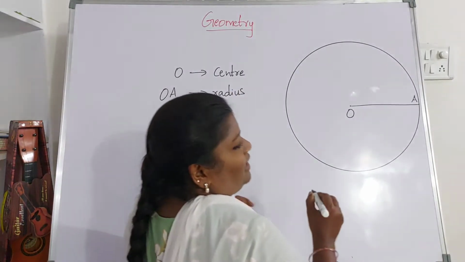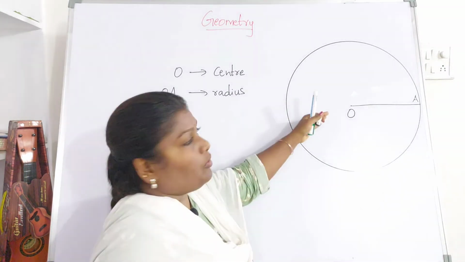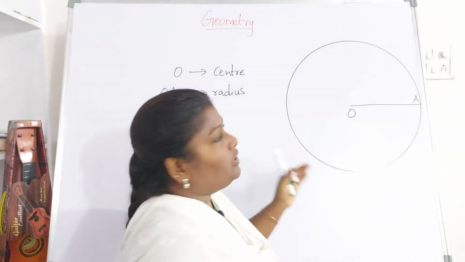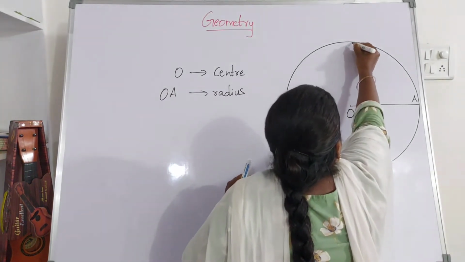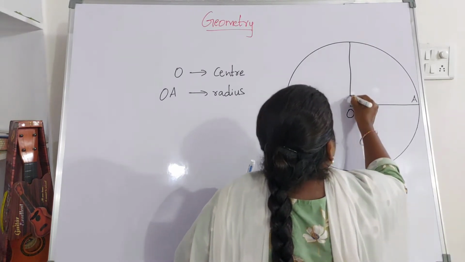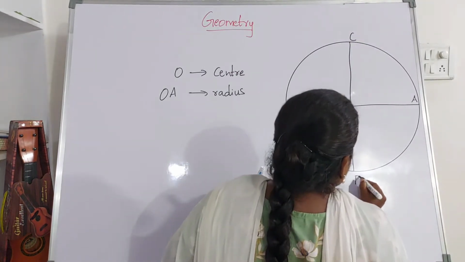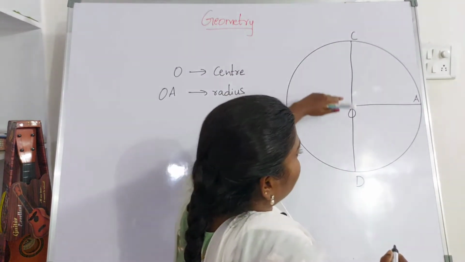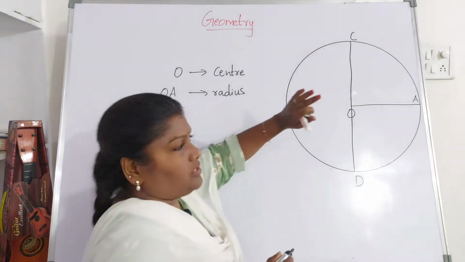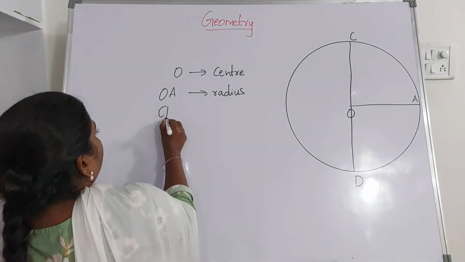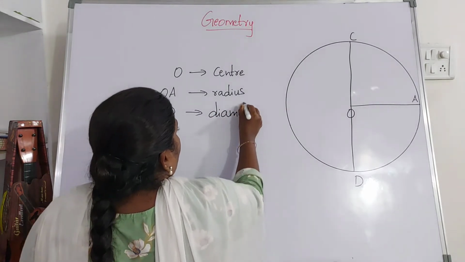Now any line segment touching the center point and touching the circle at two different points, C, D. Now this is a line segment touching the center point as well as touching the circle at two different points. So CD is called diameter. CD is called diameter.